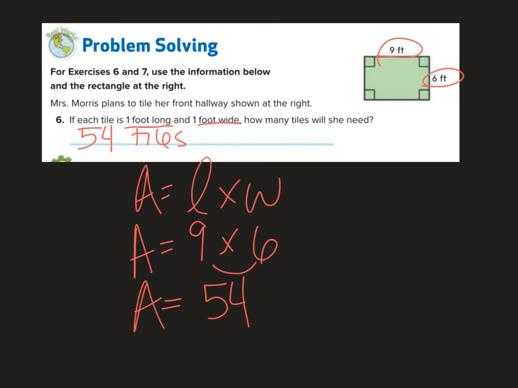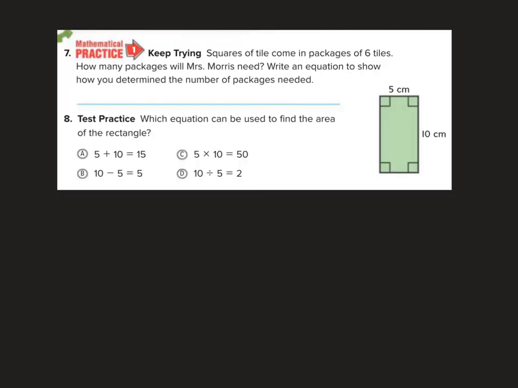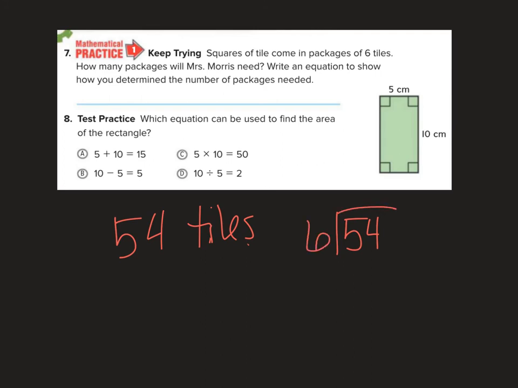If they were different, then we'd have to do some more math, but because they're 1 foot by 1 foot, that means we're just solving for area, regular old area. The tiles come in packages of 6, so we have 54 tiles. I should have put this on the other page. Tiles, not time. They come in packages of 6 tiles. How many packages will she need? Okay, so we're doing 54 divided by 6.